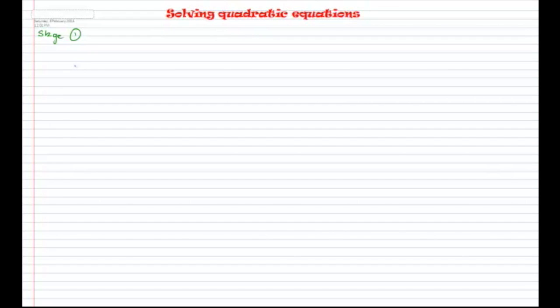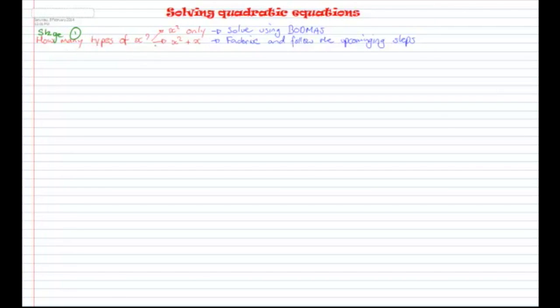Okay, so now it's time to have a look at solving quadratic equations, but before we do that, let's have a look at some of the steps involved with this process. Now stage 1 of this process is to see how many types of x we have. That is, if you've only got one x squared and no other types of x, then what we're going to do is solve using BODMAS. Whereas, if you've got an x squared and an x, what you're going to do is factorise and then follow the steps that you're about to see.